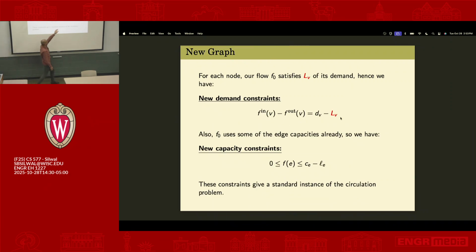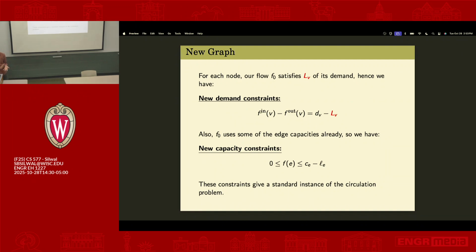If I force some L sub E flow on every edge, then the capacity changes. Previously, it was L sub E is less than or equal to F sub E, less than or equal to the C sub E value, the capacity on every edge. If I force every edge to have L sub E flow, then of course I don't have a lower bound anymore. I satisfy that. But the capacity is also reduced. So the graph changes, and it changes in one more way.